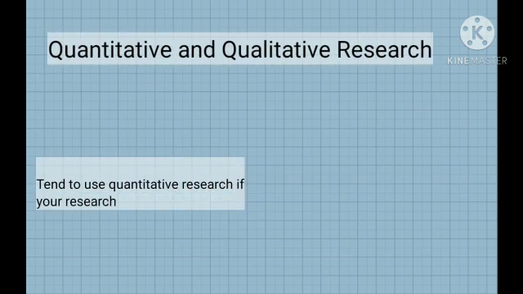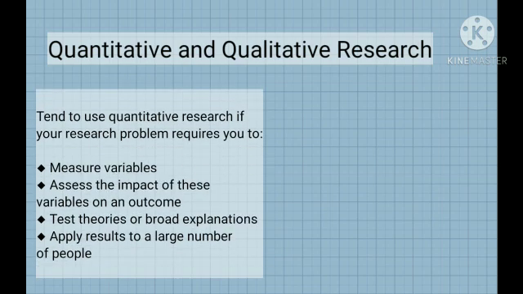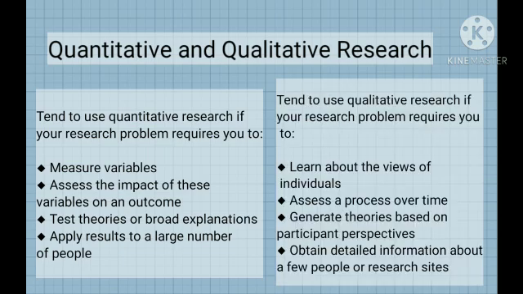Quantitative and qualitative research. Tend to use quantitative research if your research problem requires you to measure variables, assess the impact of these variables on an outcome, test theories or broad explanations, and apply results to a large number of people. Tend to use qualitative research if your research problem requires you to learn about the views of individuals, assess a process over time, generate theories based on participant perspectives, and obtain detailed information about a few people or research sites.